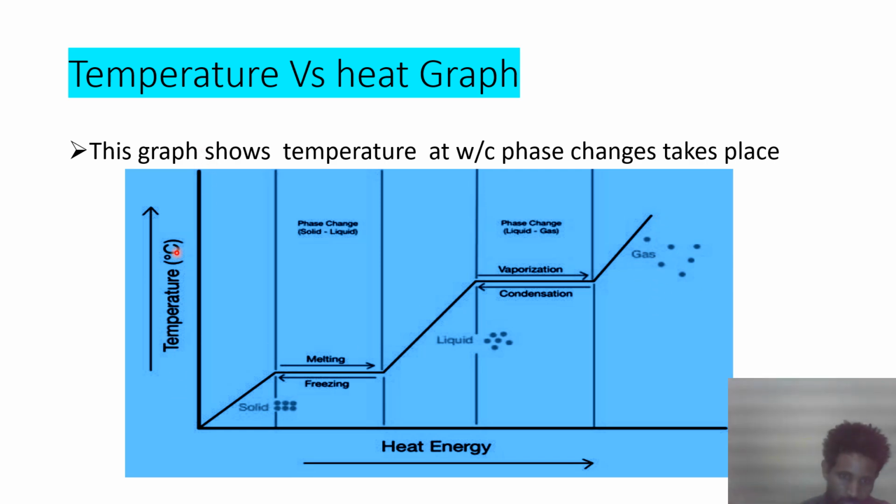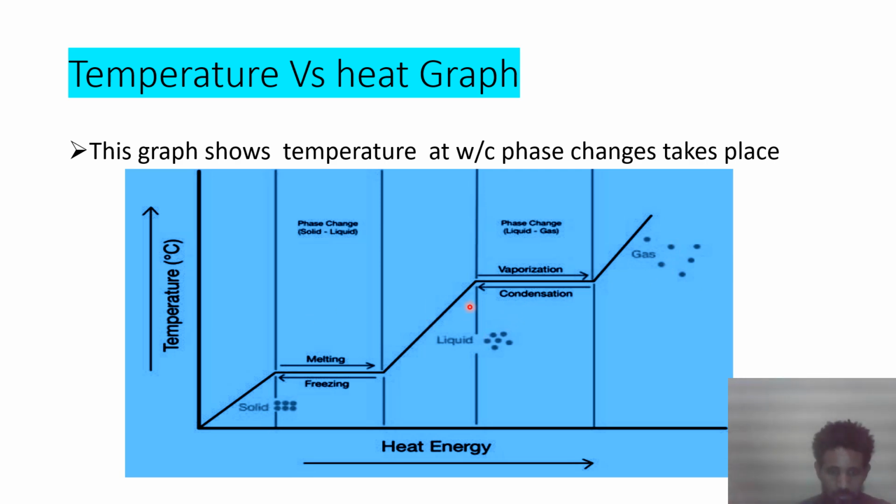As I told you before, this is the temperature. The vertical axis, or y-axis, is temperature, and the horizontal axis, the x-axis, is heat energy. Therefore, this is a graph that shows the temperature at which phase change takes place. Generally, when solid changes to liquid, it's called melting, and if liquid changes to solid, it is the freezing point. This area is the liquid state, and when liquid changes to gas, it's called vaporization, and when gas changes to liquid, it's condensation.